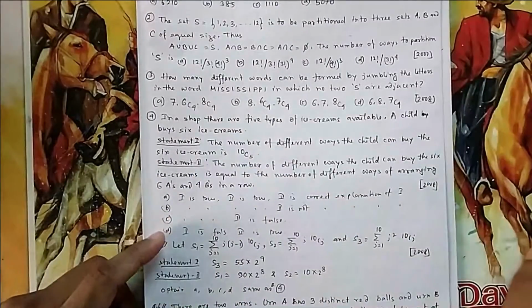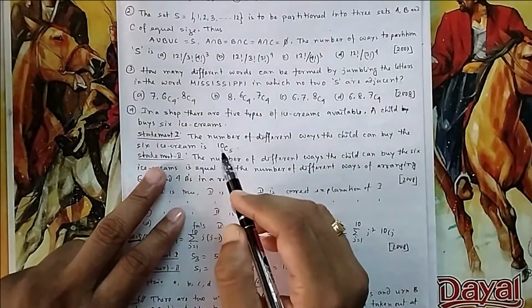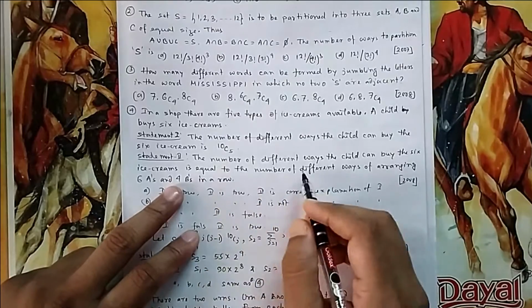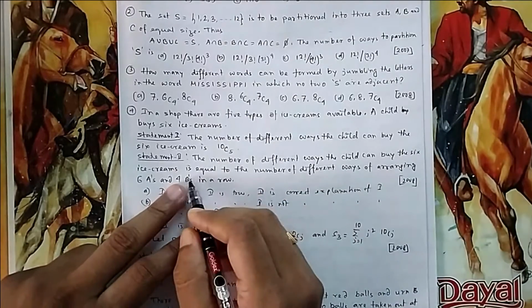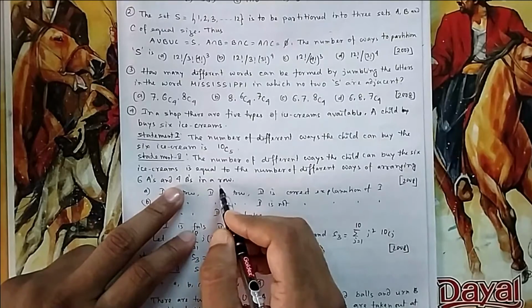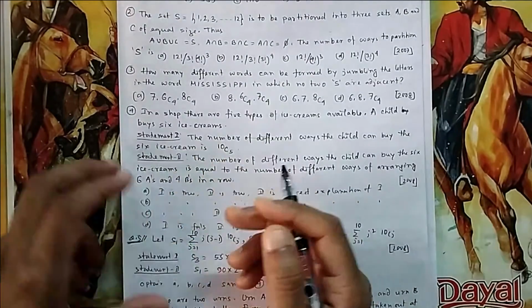Next, in question number 4, in a shop there are 5 types of ice creams available. A child buys 6 ice creams. The number of different ways the child can buy the ice cream is 10C5. The number of different ways the child can buy 6 ice creams is equal to the number of different ways of arranging 6 A's and 4 B's in a row. So let me check statements 1 and 2 one by one.